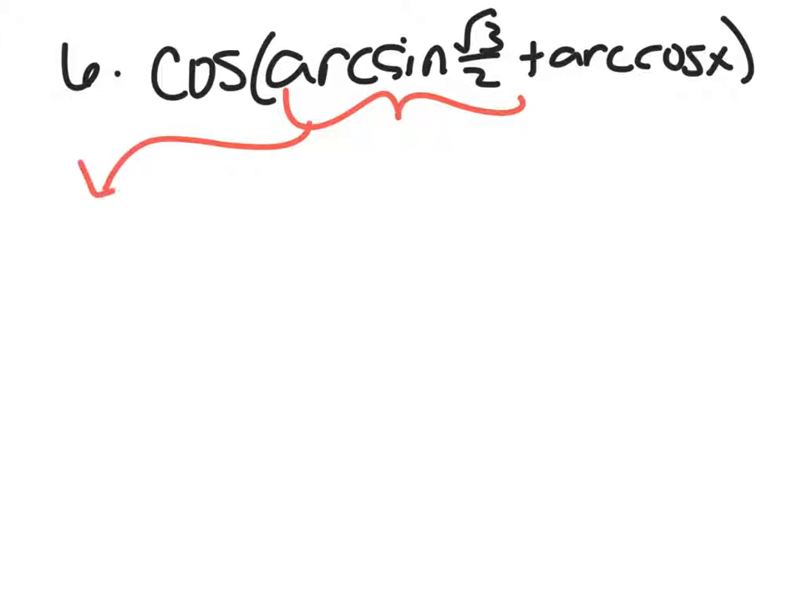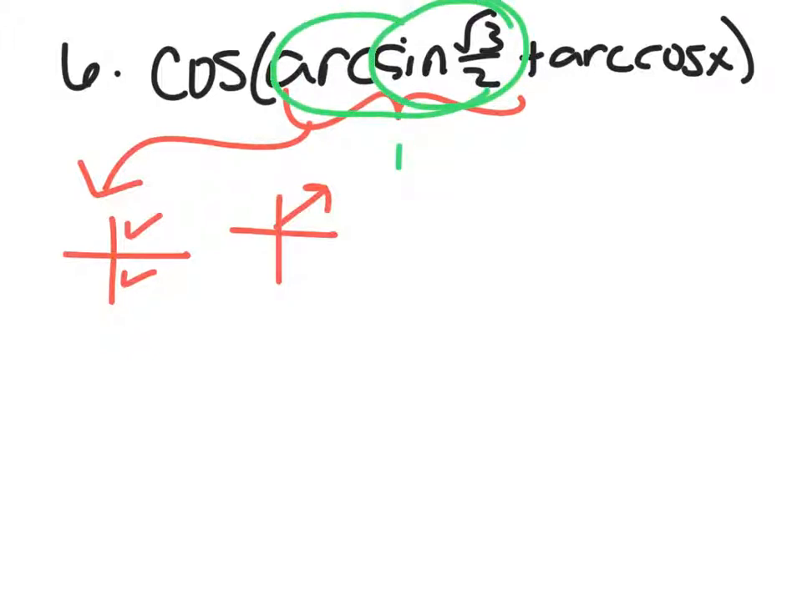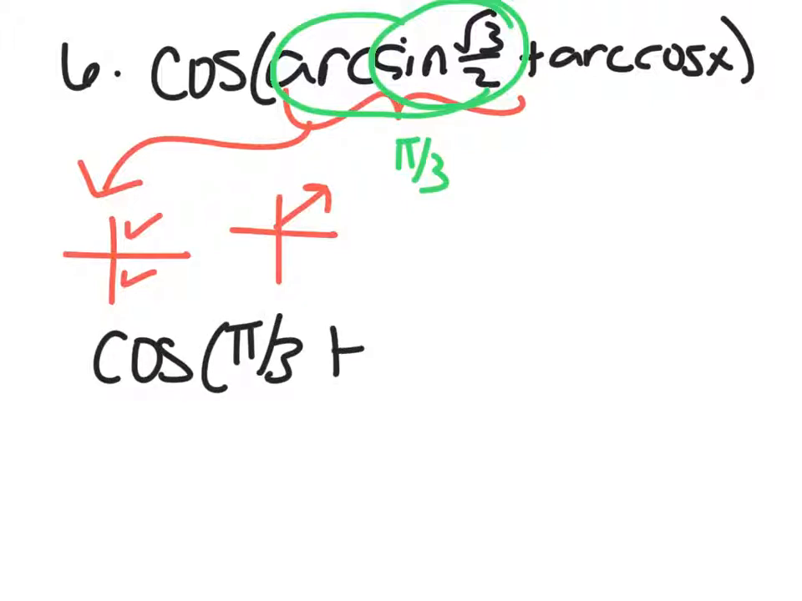If you remember for arc sine has to be in one of these two quadrants. And since that's positive, that means we're in the first quadrant. And sine, then we have to figure out where sine is square root of 3 over 2 on our unit circle. And if you look on your unit circle, sine is square root of 3 over 2 at pi over 3. So we're going to replace this whole thing with pi over 3. So now we're down to cosine pi over 3 plus arc cosine x.